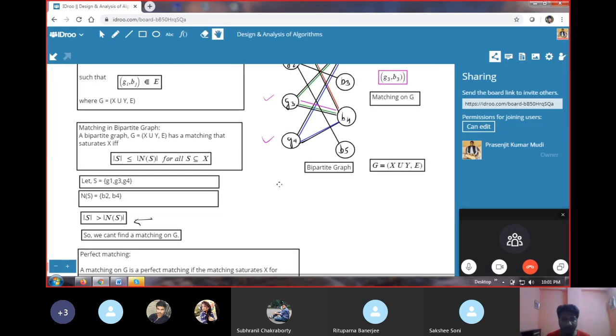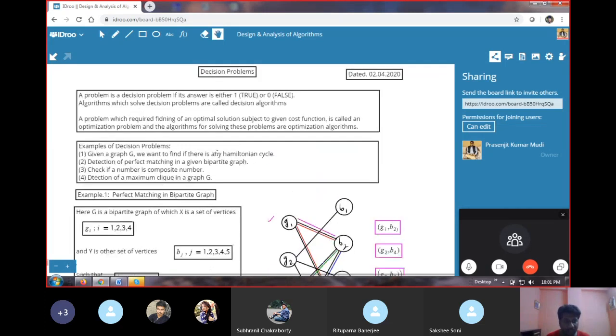Next, coming to the next problem. So this is done: explanation of perfect matching in a bipartite graph. So Hamiltonian I will talk about later.